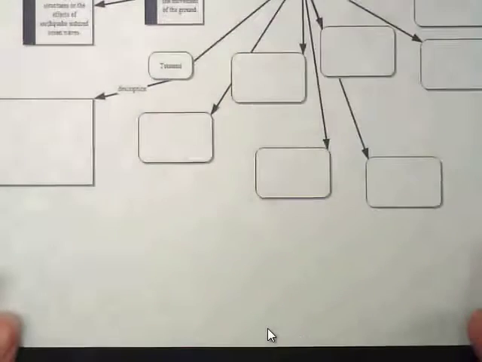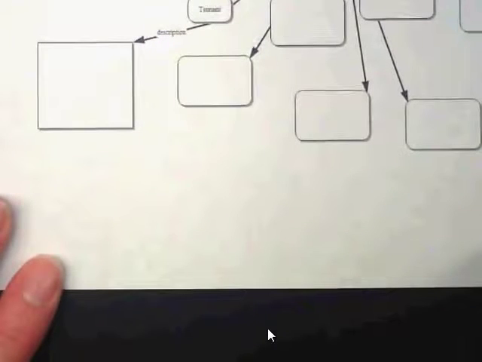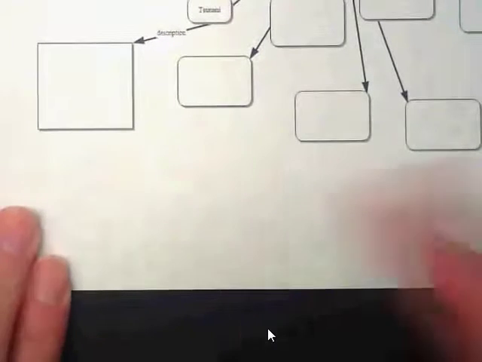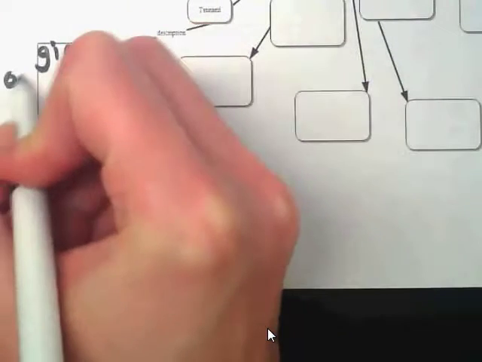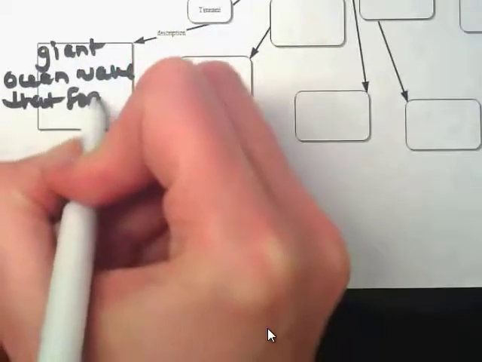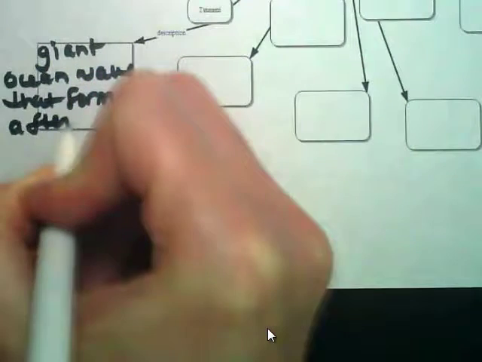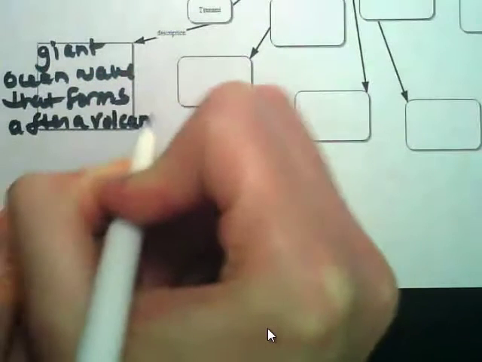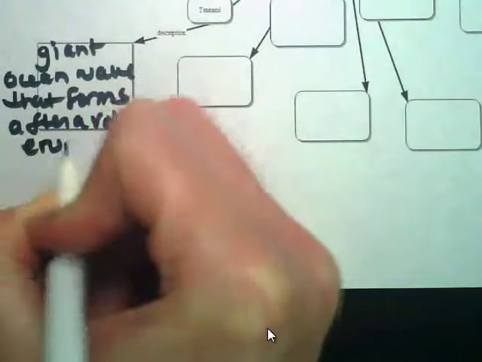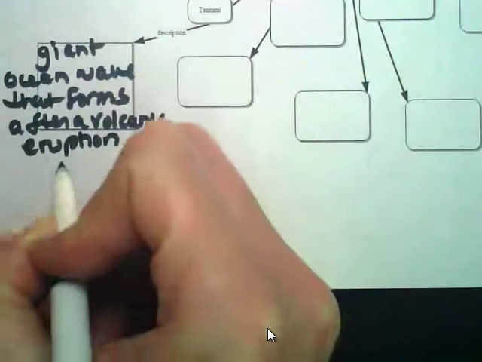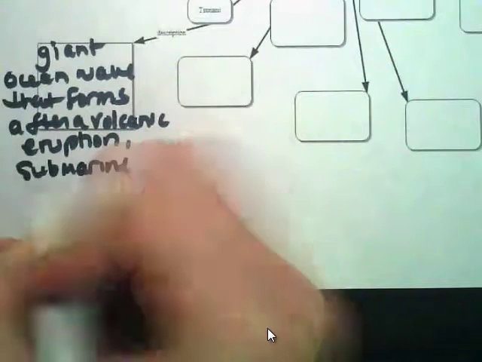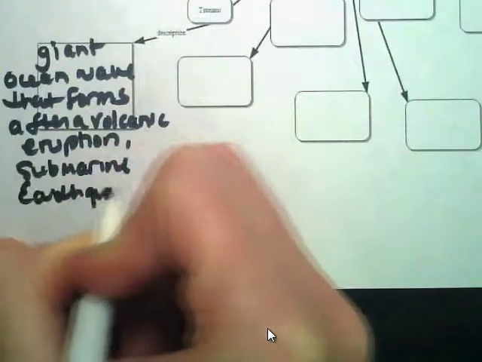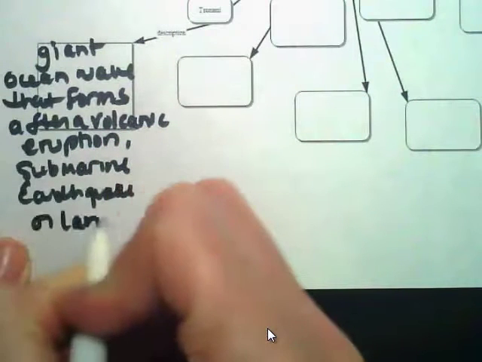So, one of the first effects on humans, and we saw this with the Japan quake a couple years ago, is a tsunami. A tsunami is a giant ocean wave that forms after a volcanic eruption, submarine earthquake, or a landslide.